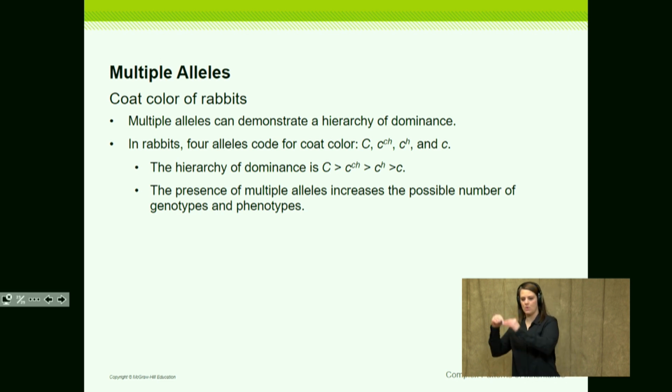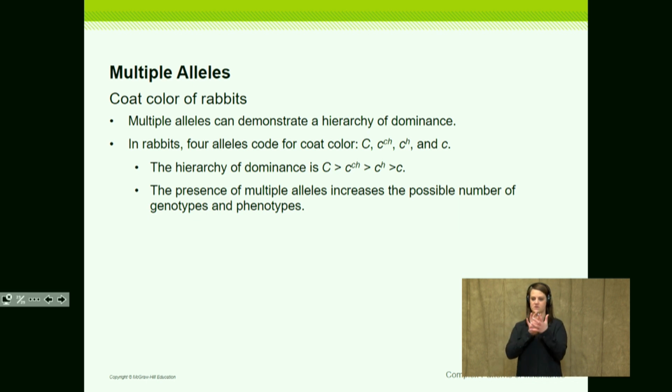So when you get to rabbits, we have C, capital C is black, C^ch is chinchilla, C^h is Himalayan, and little c is this. Now, if you can imagine, you're going to get a blend of these traits, but multiple alleles just means we have multiple versions, and so you get more combinations.